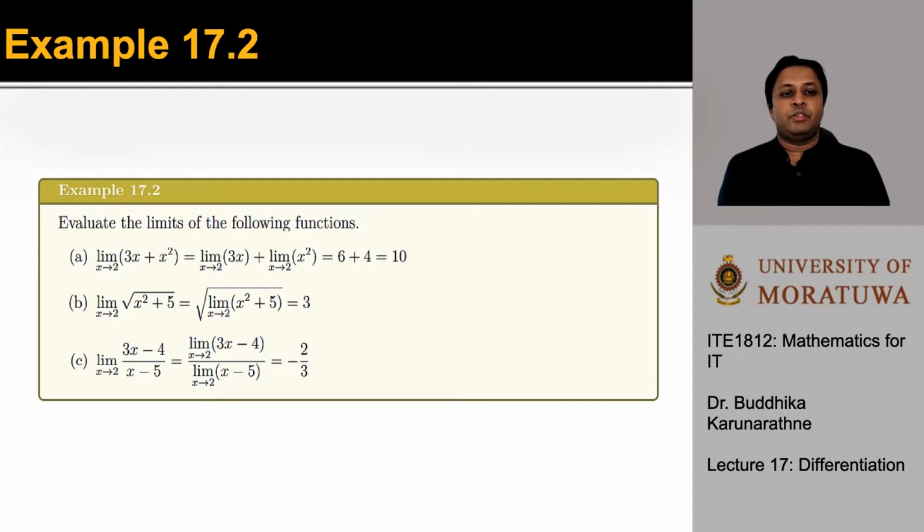So in part C, what you see is another example function, which is (3x minus 4) divided by (x minus 5). So what you can do is you can separately take the numerator and denominator and take limits of them and eventually substitute accordingly. And the answer will be negative 2/3. So these are application examples of the rules regarding limits.